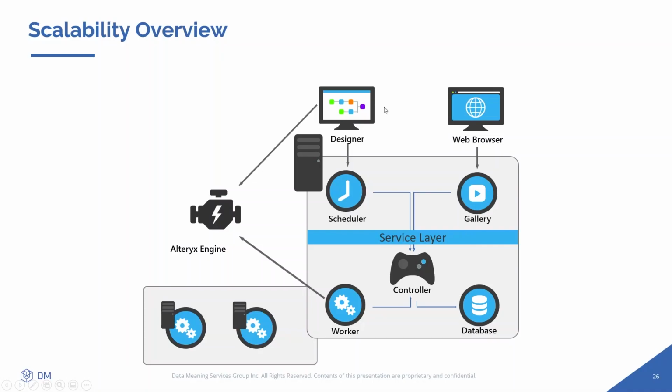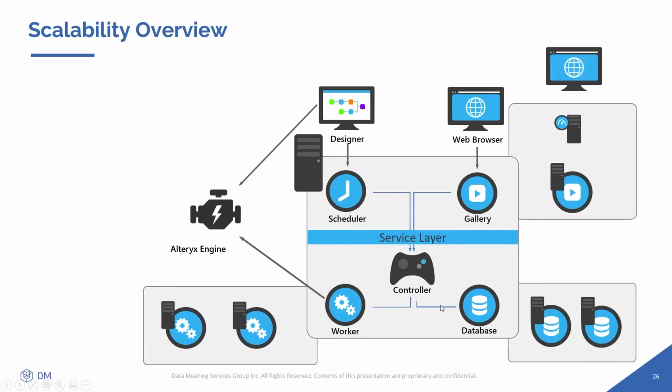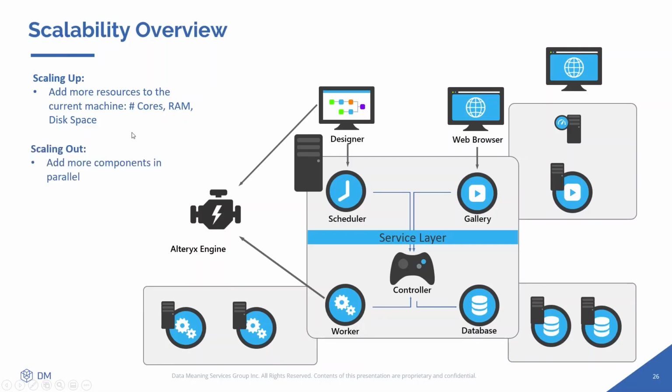Then, as the demand grows, you can add more workers to handle more workflows or heavier workflows. You can also create database replicas, so you have high availability for this environment, and you can also add more gallery nodes for that web performance. So basically, you can scale up Alteryx Server, adding more resources as the number of cores, RAM, disk space, or you can scale out, adding more components in parallel into the server.